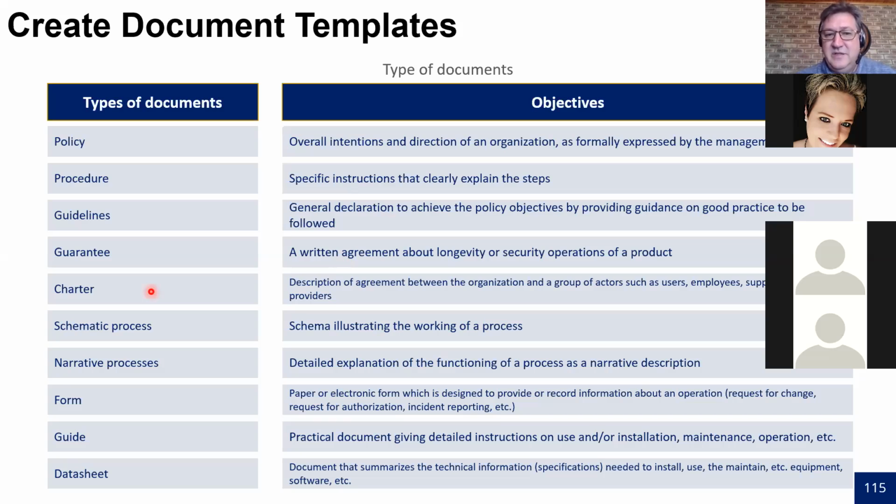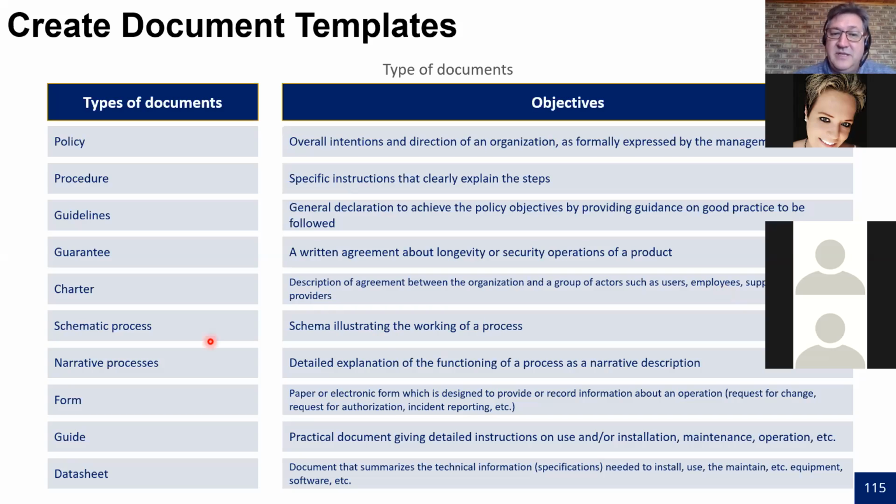A charter is a description of agreements between the organization and a group of actors, such as users, employees, suppliers, and service providers. Now, if you're only looking at the Labor Relations Act, we are speaking about a workplace agreement. A workplace agreement is between the employees and the employer, and that workplace agreement is actually governing the relationship between the employees and the employer through the union that is working on that premises. So that is a level 1 document.